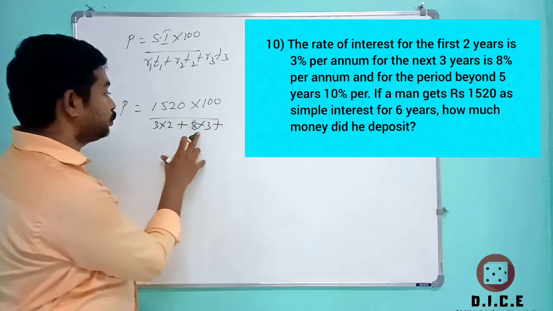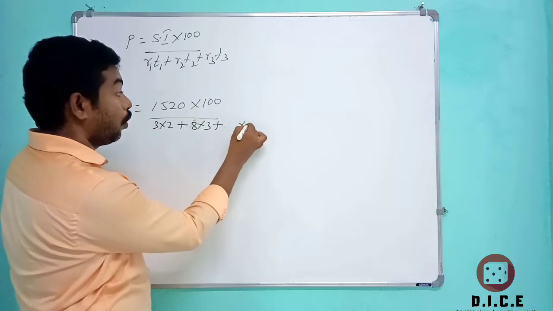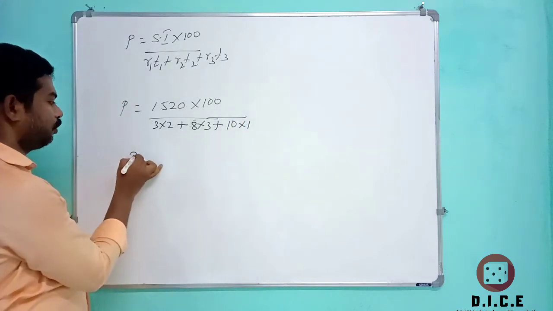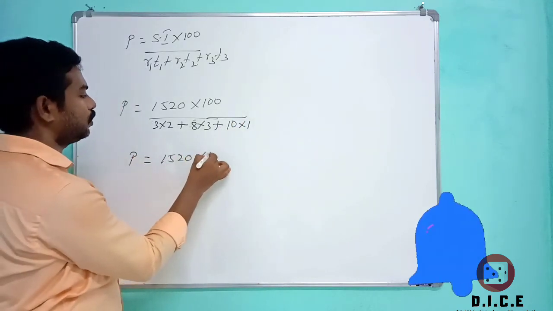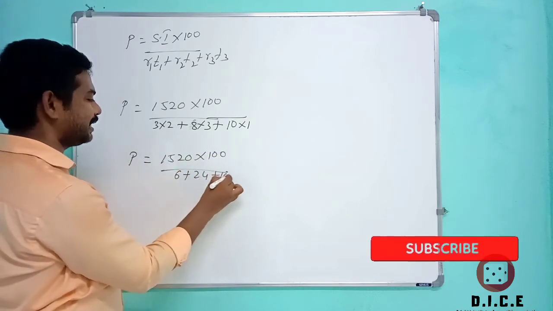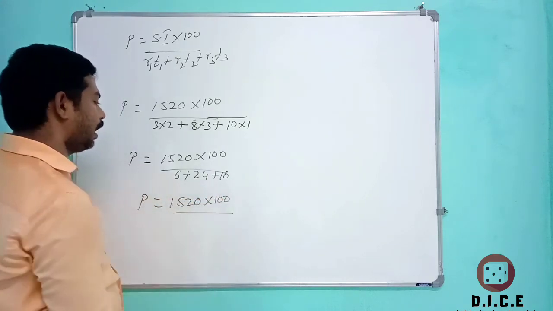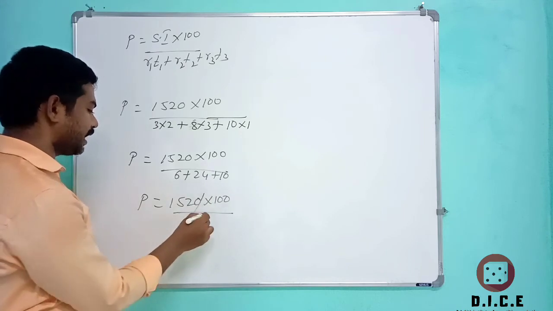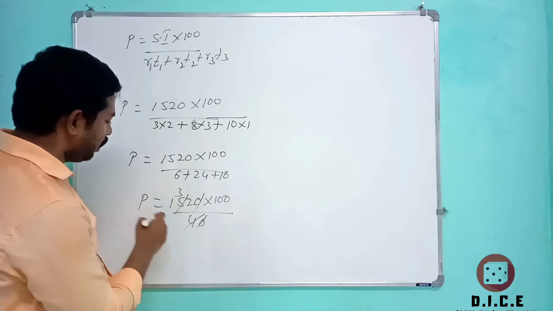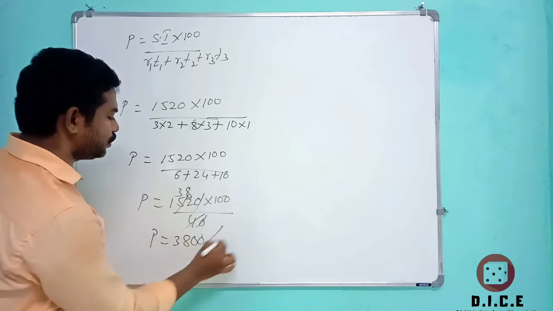And this point is most important. 2 years, 3 years, 5 is finished. Therefore the last will be only 1 year, and the rate is 10. This point should be kept in mind. Therefore, principal is 1520 into 100 by, totally, 3 twos are 6, 24, plus 10, that is 40. The 0 gets cancelled, and 4 threes are 12, next 4 threes are 12 and 4 eights are 32. Therefore the principal value is 3800.